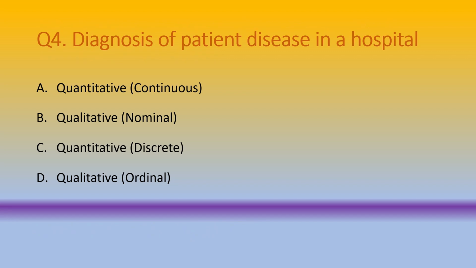Question 4. Diagnosis of patient's disease in a hospital. Option A, quantitative continuous. Option B, qualitative nominal. Option C, quantitative discrete. Option D, qualitative ordinal. The answer is qualitative and nominal.